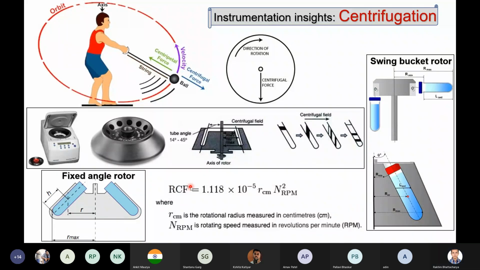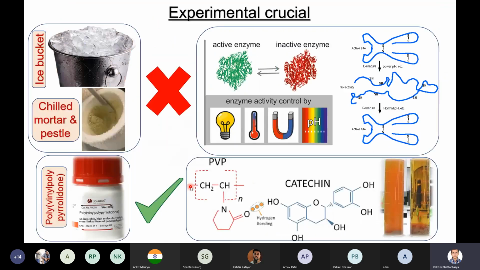Now we are moving to the experiment part.